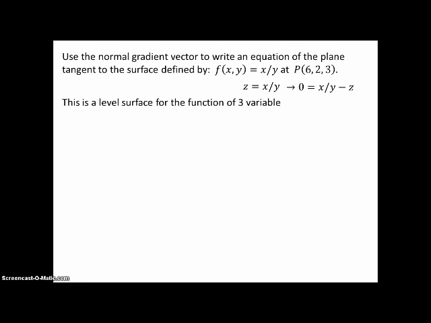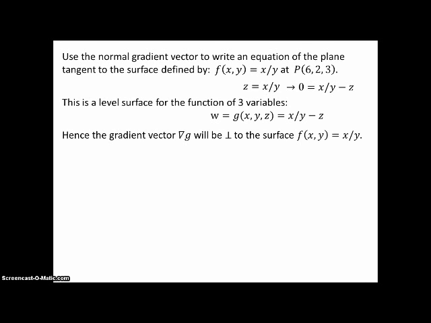the function of three variables, namely w equals g of x, y, z equal what we have there, x over y minus z, where w is 0 for this particular level surface. Hence, the gradient vector, gradient g, will be perpendicular to the surface of the given two-variable function x over y.